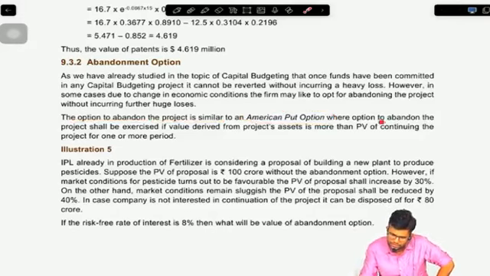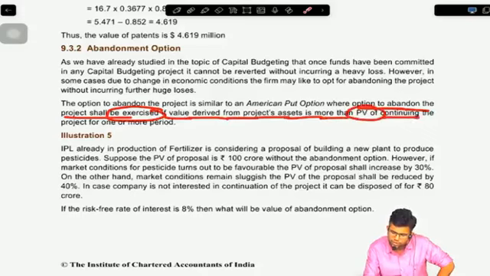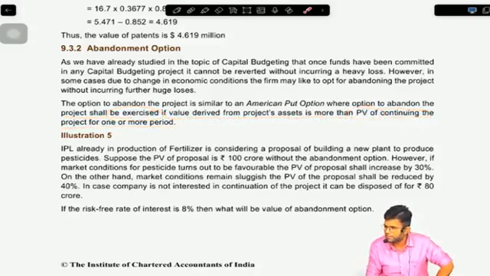Everybody clear? The option to abandon shall be exercised if the value derived from the asset is more than the present value of continuing. Everybody clear? Which means K is more than S1. Then abandon, I'll exercise the option.